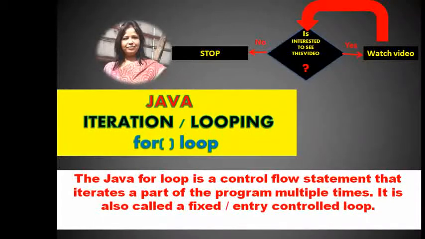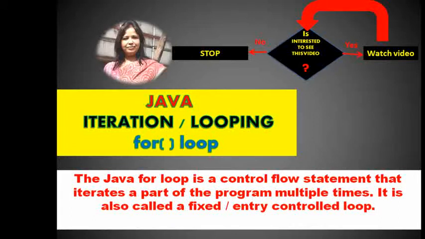Hello friends, today our topic in Java is a looping statement, which is also called an iteration statement or a repetitive statement also. The Java for loop is a control flow statement that iterates a part of the program multiple times.